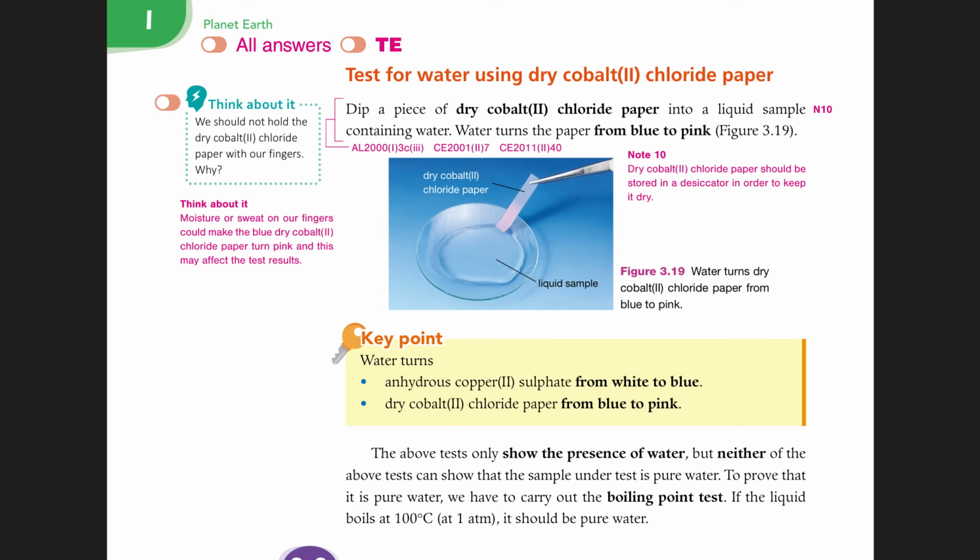If we have to confirm whether the sample is pure water, we should carry out boiling point tests. Because in chapter 2, we learned that a pure substance would have a sharp boiling point. For example, pure water would boil at 100 degrees Celsius. So, to test whether the sample is pure water, we should carry out boiling point tests, but not simply test the sample by anhydrous cobalt 2 sulfate or dry cobalt 2 chloride paper.